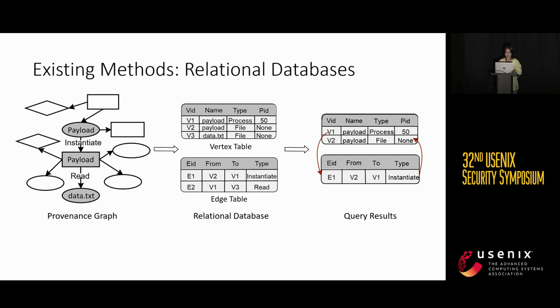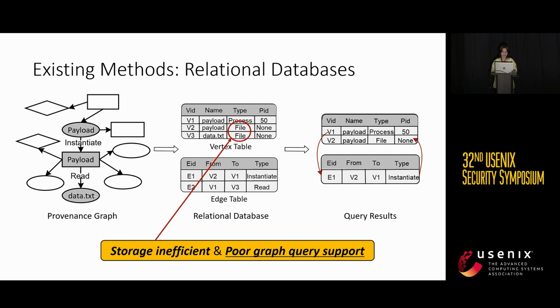final result. But as we can see, the relational databases are not storage efficient because they store the original provenance graph, which can contain much redundancy. For example, the word file in the vertex table has been stored twice. Also, relational databases are not query efficient because when querying the graph, they need to iteratively query these two tables to get the final result, which can bring high I/O overhead.